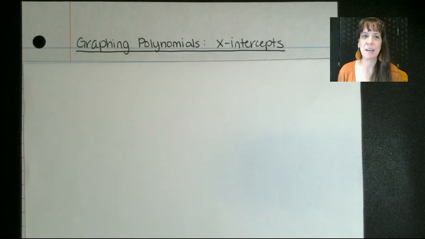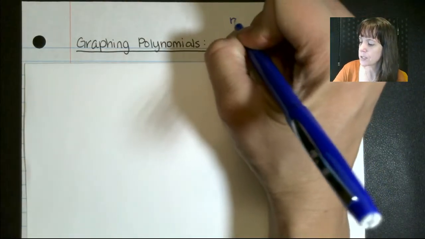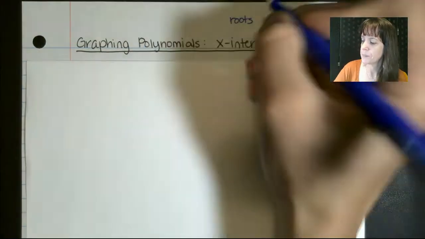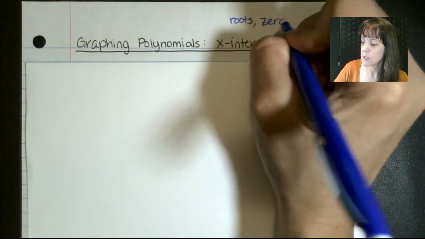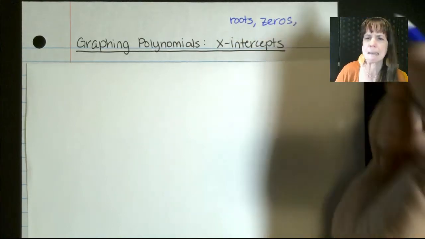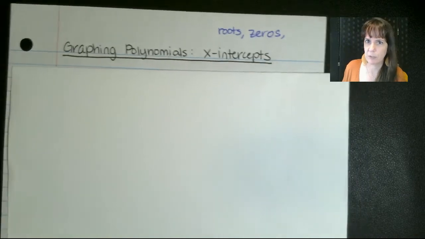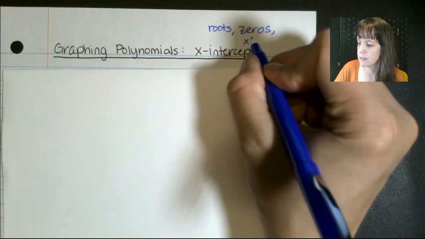Hi friends, welcome back. Today we're talking about graphing polynomials, the x-intercepts, when you have your x-intercepts. Okay, so x-intercepts are also called roots or zeros. Or you may even just hear them referred to as solutions or x's, right?